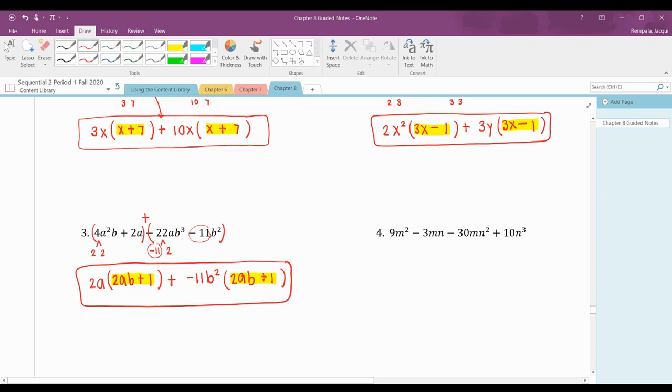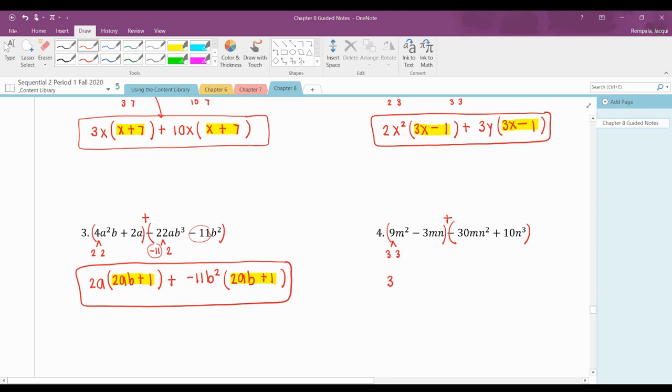Last problem, we've got 9m squared minus 3mn minus 30mn squared plus 10n to the third. So I'm going to group the first two. And once again, I need an addition sign breaking up my parentheses. Right now, I see a subtraction sign. So that subtraction sign has to stay with the 30. Let's focus on the first two terms. I see a 9 and a 3. 3 is smaller. 9 is 3 times 3. They have a 3 in common.